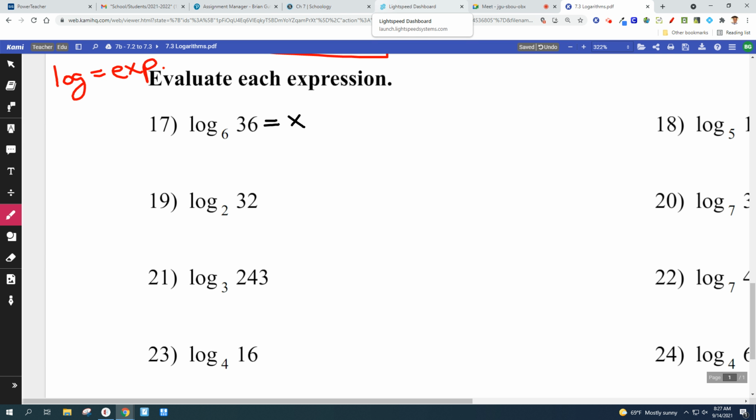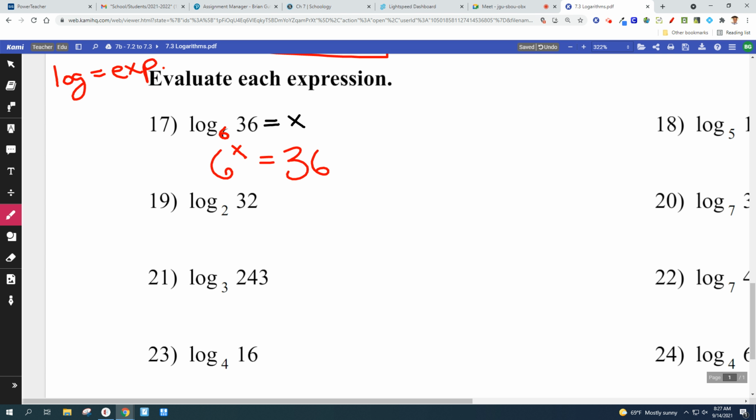What's the base in this statement? 6, right? Log base 6. So the base is 6. And what's the exponent in this statement? x, because the logarithm equals the exponent. So 6 to the x equals 36. You can probably do that in your head. What must x equal? 6 to the 6th power?